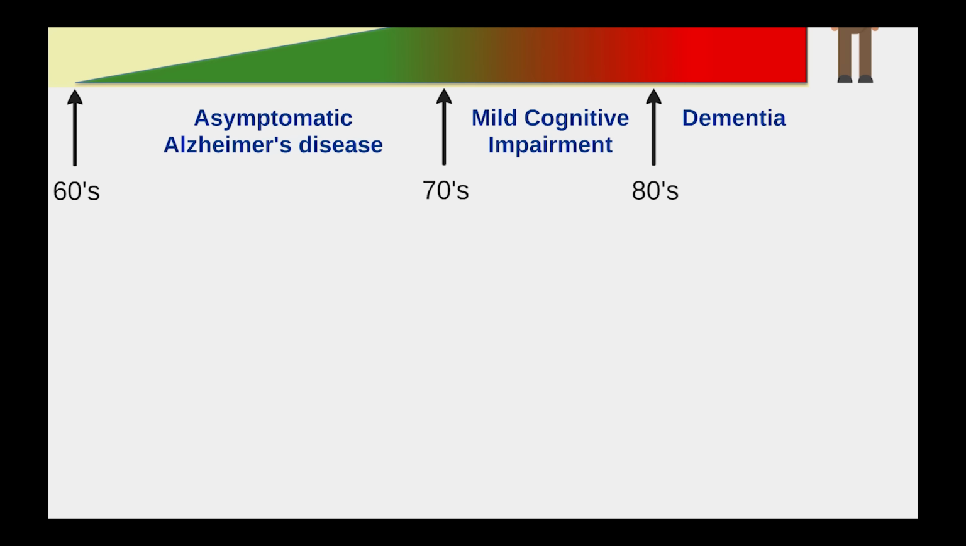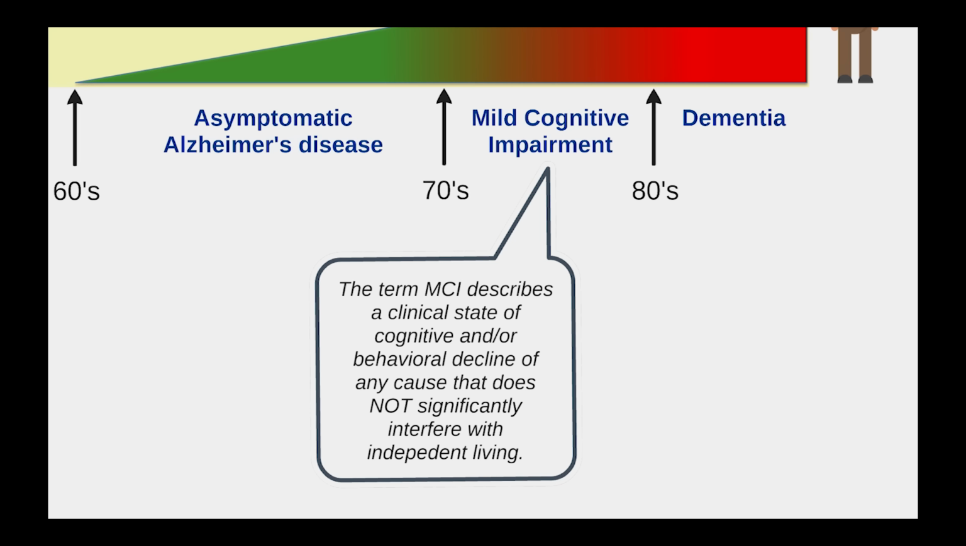So mild cognitive impairment, or MCI, describes a clinical state where a person has cognitive or behavioral decline of any cause, but specifically here, Alzheimer's disease, that does not significantly interfere with independent living. These are people who maybe forget, but they can continue to take care of themselves, remember to take their medications, shop and cook and pay bills and take care of their hygiene, etc.